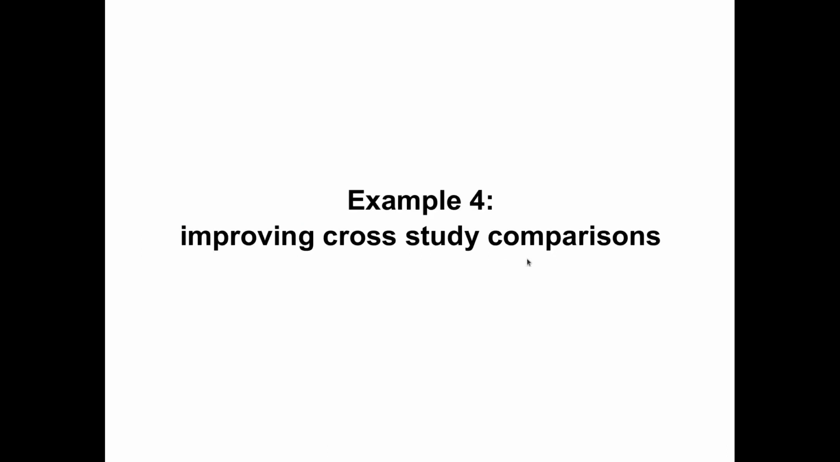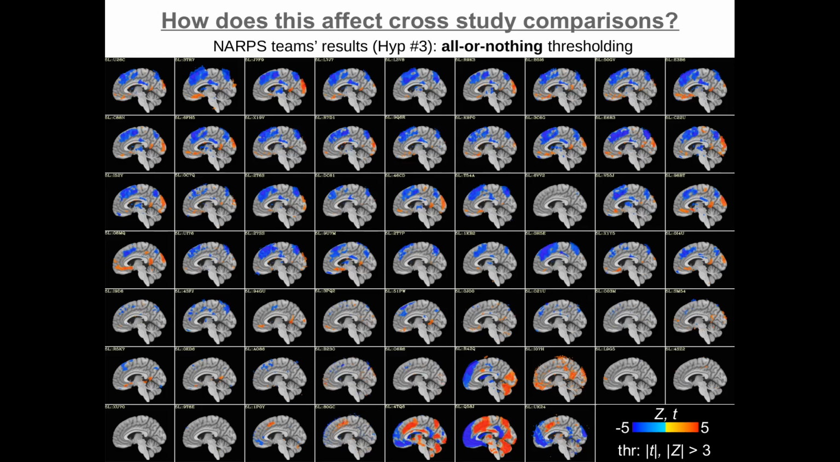Okay, so now let's talk about applying these to cross-study results comparisons. All right, we're going to continue using the NARPS data, and now we're going to look at applying this mindset of trying to show more and see what that actually does for scientific comparisons.